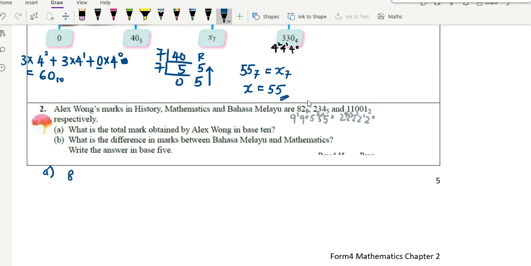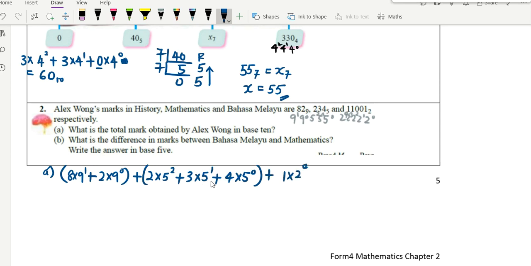Start from here: 8 times 9 to the power 1 plus 2 times 9 to the power 0. This is for History marks. Continue, plus 2 times 5 to the power 2 plus 3 times 5 to the power 1 plus 4 times 5 to the power 0. This is Maths marks.